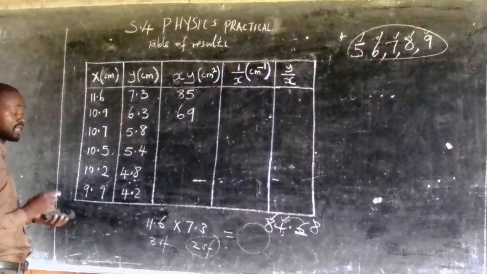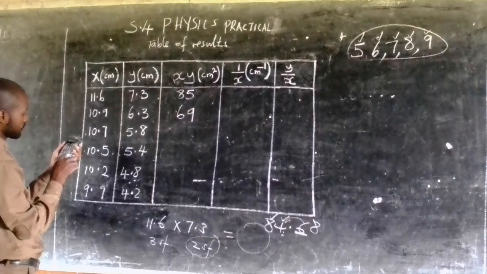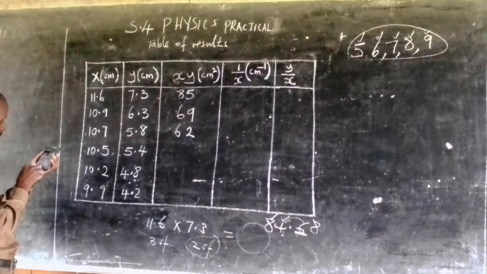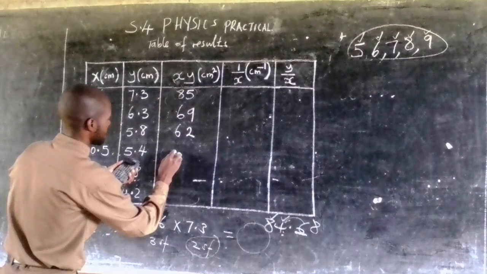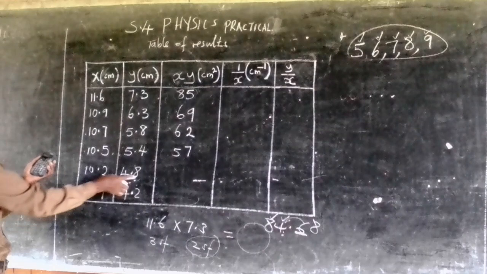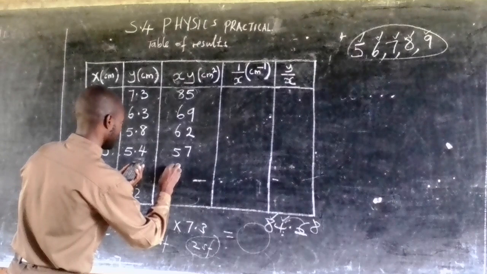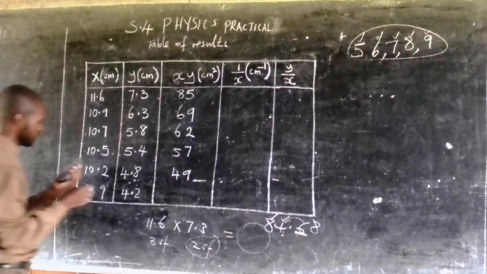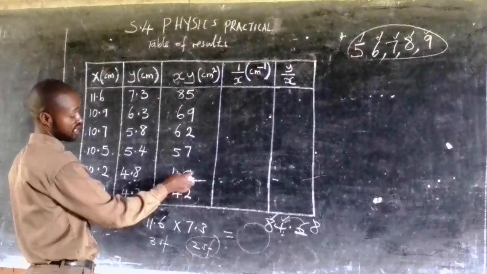Look at this. 10 times 5.8, I have 62. Then this, that is 10.5 times 5.4, I have 57. Then look at this. 10.2 times 4.8, I'm having 49. Then I have this 9.9 times 4.2, I'm having 42. So each is written to zero decimal places, like the first term which you obtain.